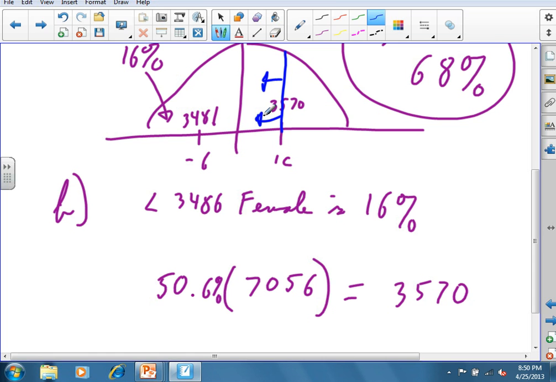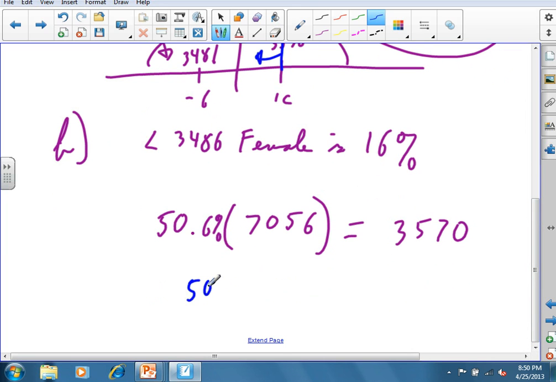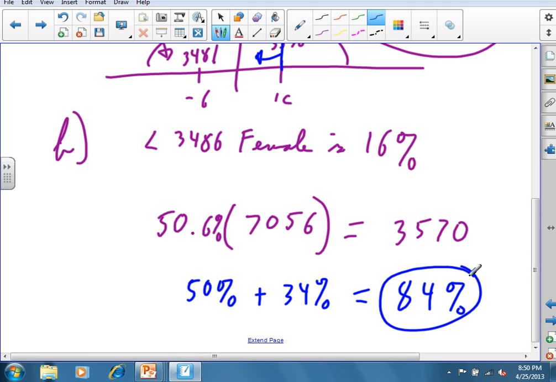The percentage of field is below that. Oh, they gave me a hint to find that number first. Okay, so that'd be 50% plus 1 standard deviation on this side of the mean, which is 34%, which gives me 84%. And that is the C answer. So we should mark it C.